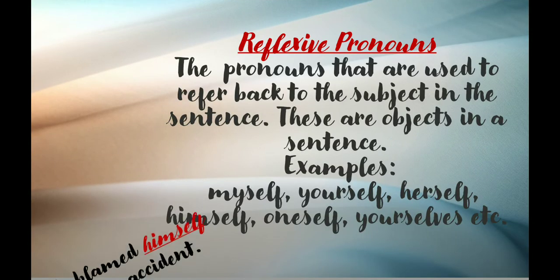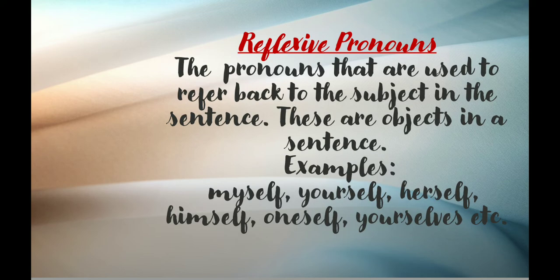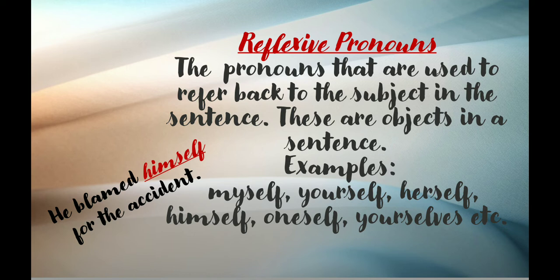Next one is reflexive pronouns. Now the pronouns that are used to refer back to the subject in the sentence are reflexive pronouns. These are objects in a sentence. Examples: myself, yourself, herself, himself, oneself, etc. Example sentence: he blamed himself for the accident. Now the himself is referring back to the pronoun he, and it is the object in a sentence.